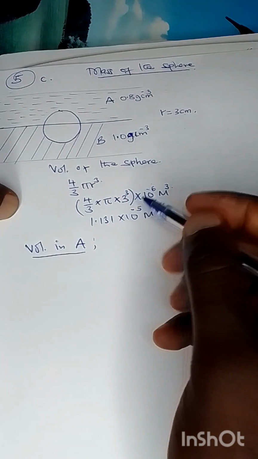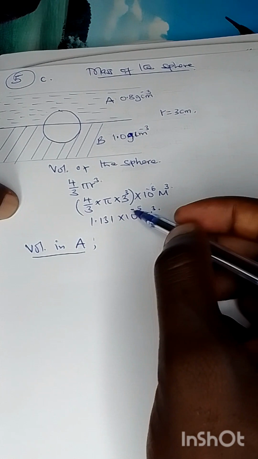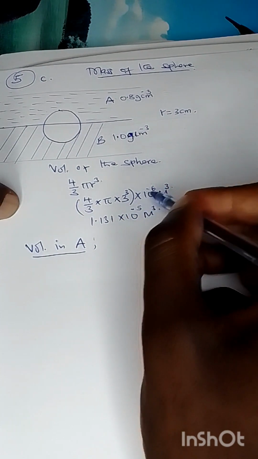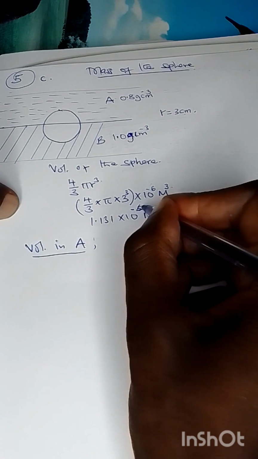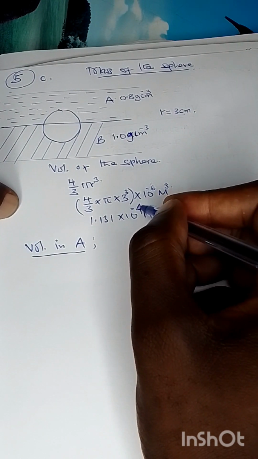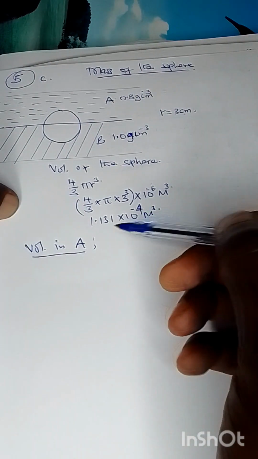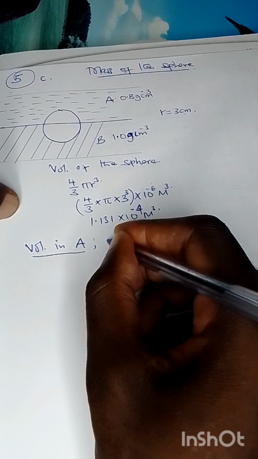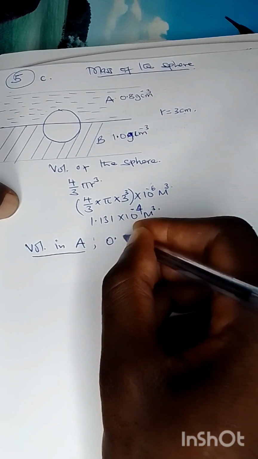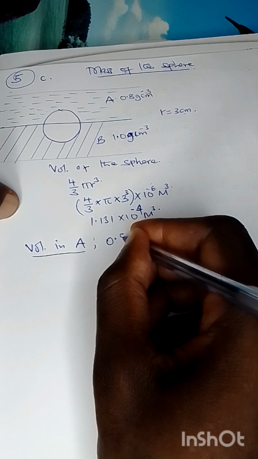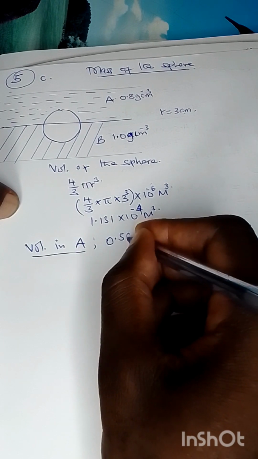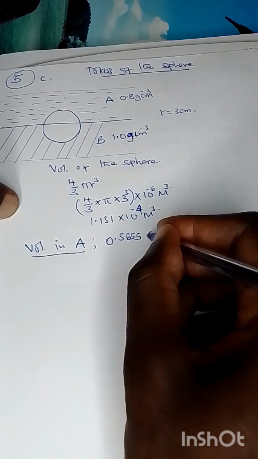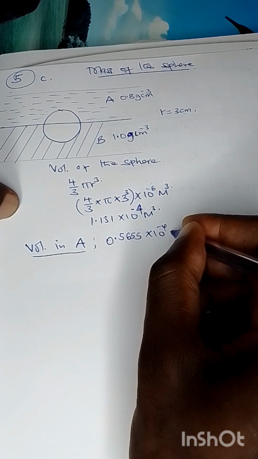Sorry, this one should be to power 4. Yeah, power negative 4. That is to power negative 4. So now divide this one by 2. You'll get 0.565 times 10 to the power negative 4 cubic meter.